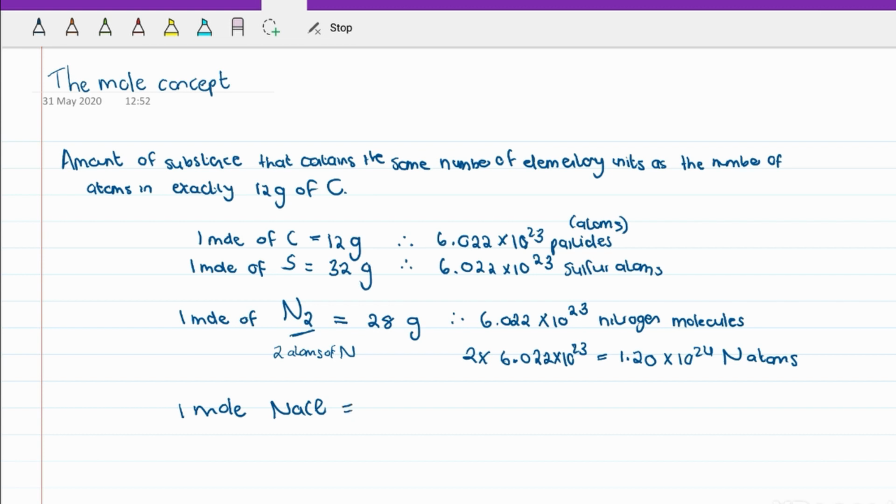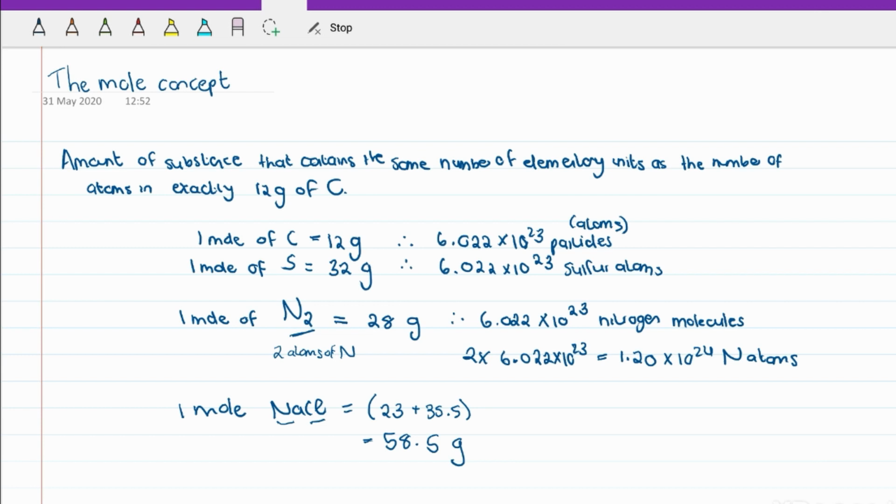Remember when we worked out the molar mass? Remember that you would take the separate masses and add them together. So for sodium it's 23, and for chloride it's 35.5. I'm just using the rounded values for illustrating this idea here. And that would be the grams associated with 1 mole of sodium chloride.